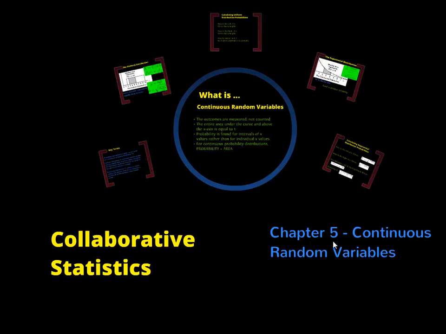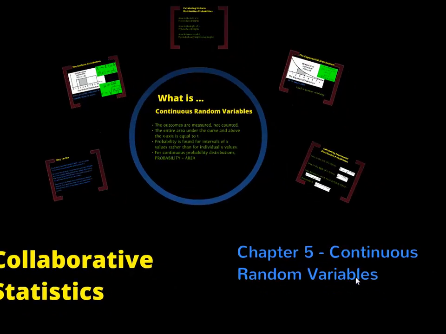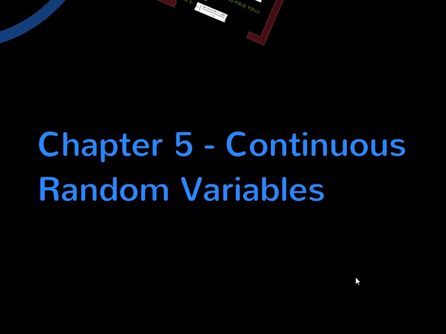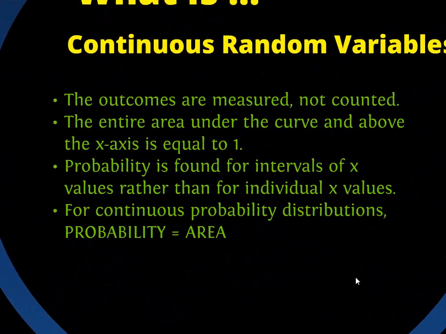Okay, welcome to Chapter 5 of Collaborative Statistics, Continuous Random Variables. Now, this is different from discrete random variables in a couple of ways. First off, we're measured and not counted. So, remember last time we had one thing you could have if we looked at 0 through 5. We had 0, 1, 2, 3, 4, 5. Well, in this case, we can have anything in between those.